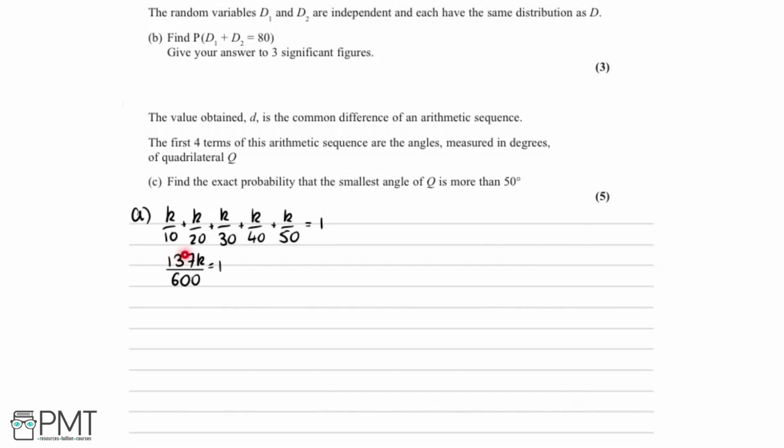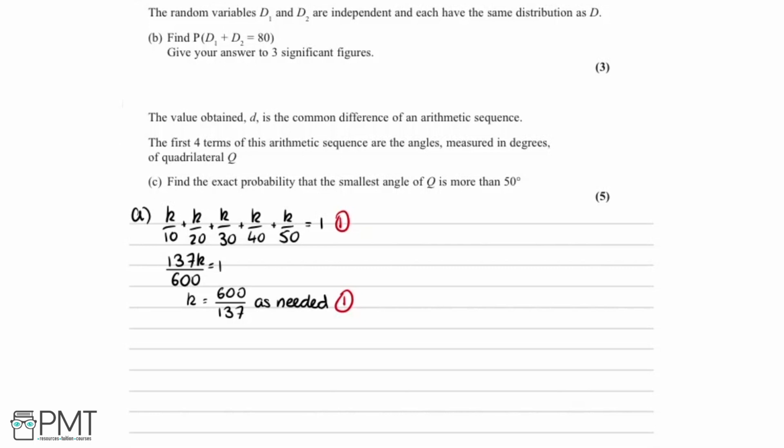Now if we divide both sides by 137 over 600, we're going to get k equals 600 divided by 137 as needed. For this question you get 1 mark for this line here, and then 1 mark for the final concluding line down here.